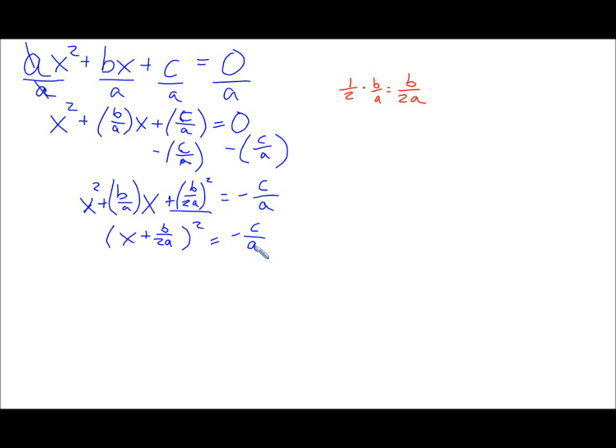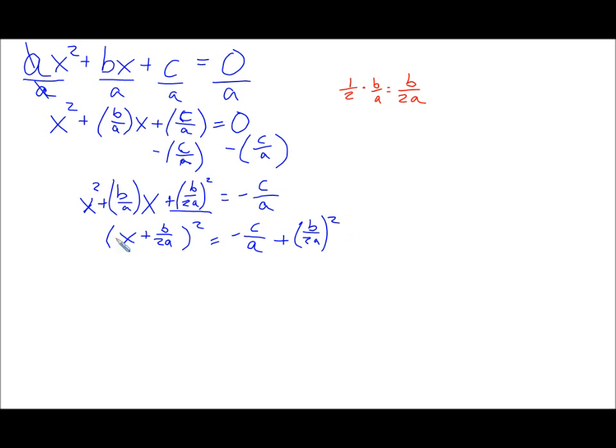But we have to remember to balance our equation. On the left-hand side, we added this constant. We chose to add that constant to complete the square, to make it look like this. We chose to add that, so we have to also add it to the other side, b over 2a squared.